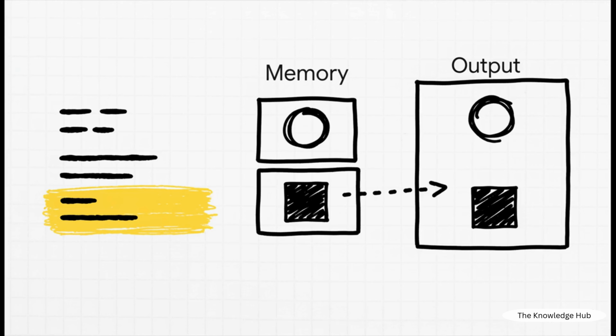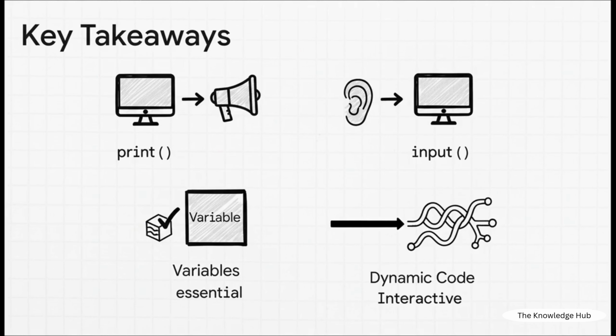And there you have it, a full interactive round trip. Information went out to the user, and new information came back in. So let's just quickly recap the big ideas. The print function is your program's mouth. It's for talking. The input function is your program's ears. It's for listening. To make listening useful, you absolutely need variables to catch and remember what was said. And putting it all together is what makes your code feel alive and dynamic, instead of static and boring.